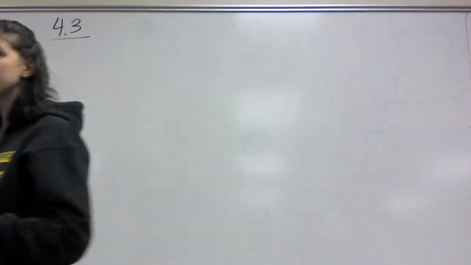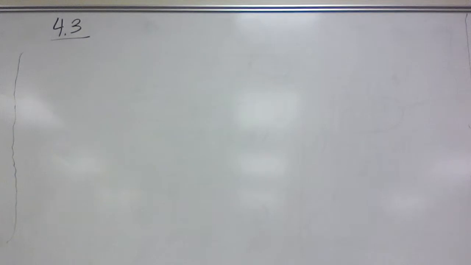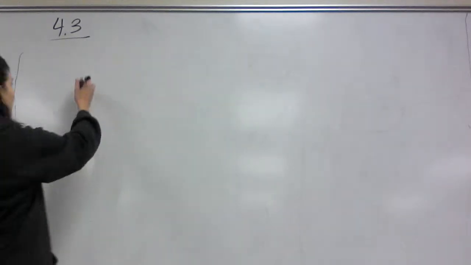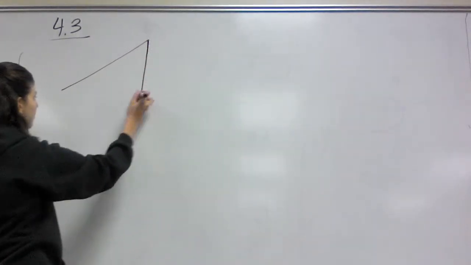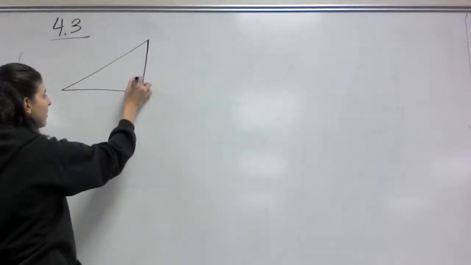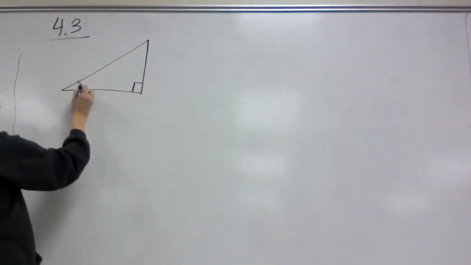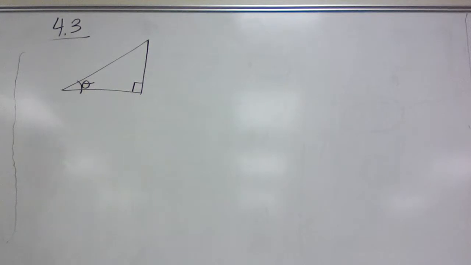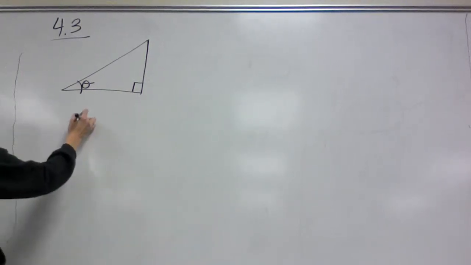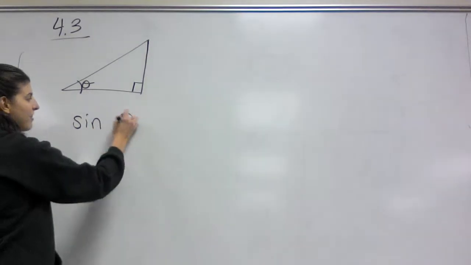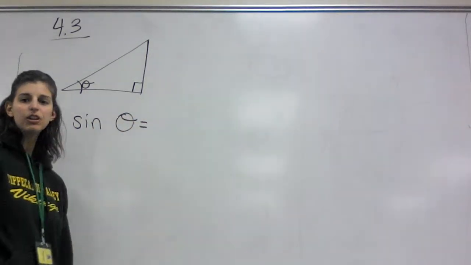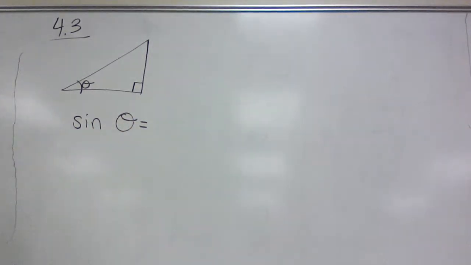So 4.3 starts on right triangle trigonometry, which you have already started learning about with the unit circle. Okay? The 6 trig functions are what we're going to focus on right now. So if I have a right triangle, some angle that we'll call theta, the sine of that angle is going to equal what 2 side lengths divided?